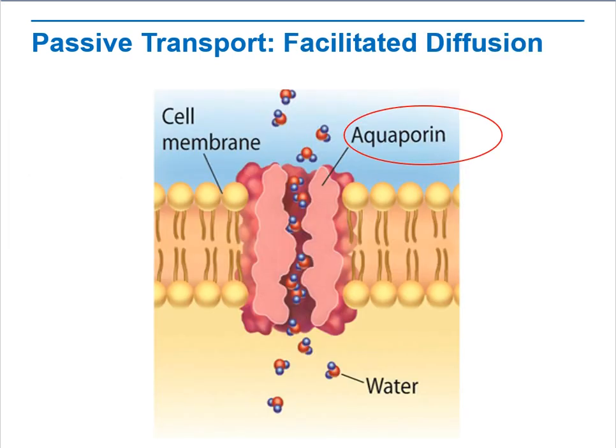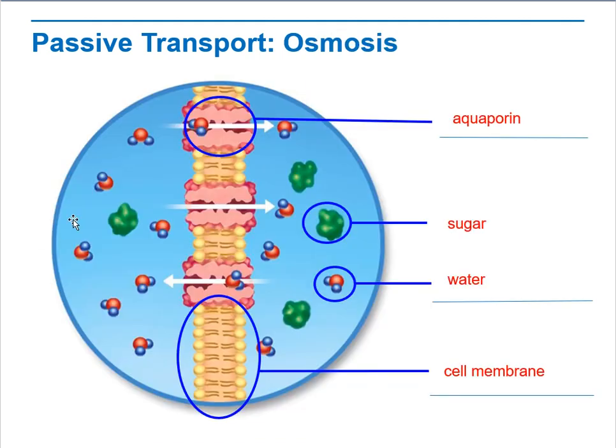Then we have here also the facilitated diffusion. As you can see here, we have the cell membrane, and we have here water. Also, we have osmosis. We are going to be discussing this and much more during the week.